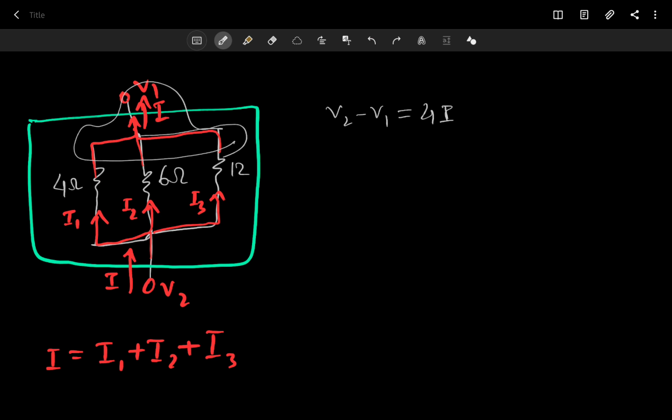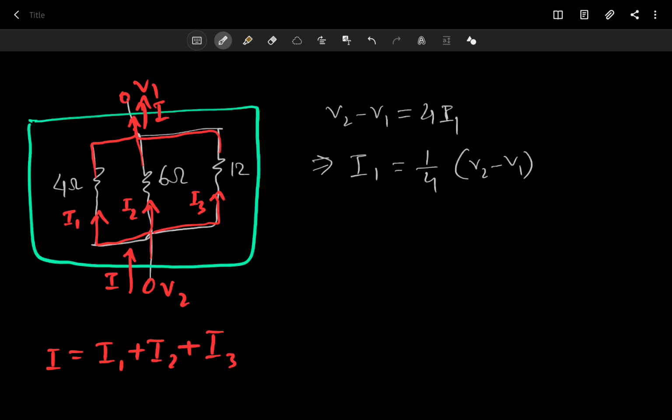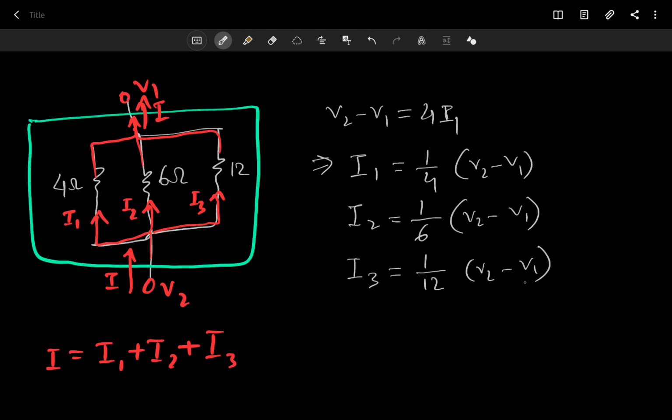So we have V2 minus V1 equals 4I1, sorry, because the current going through the 4 ohm resistor is I1. Let's write it like this: I1 equals 1 by 4 (V2 minus V1). And you can similarly write I2 equals 1 by 6 (V2 minus V1) for the 6 ohm resistor, and for the 12 ohm resistor, I3 equals 1 by 12 (V2 minus V1).